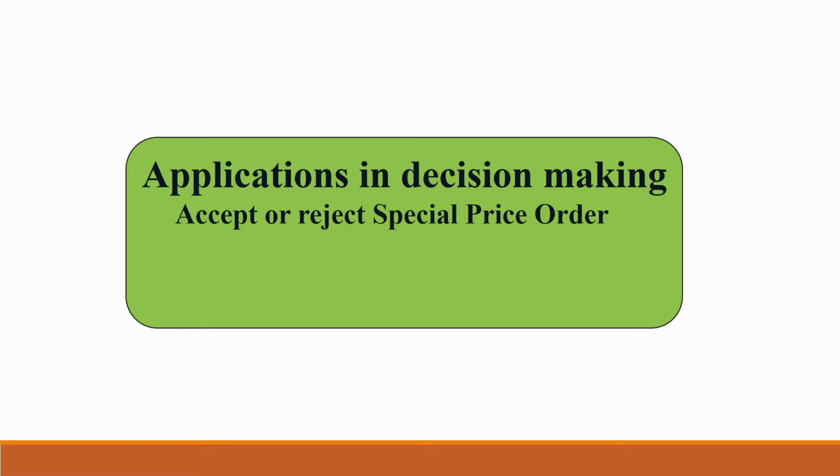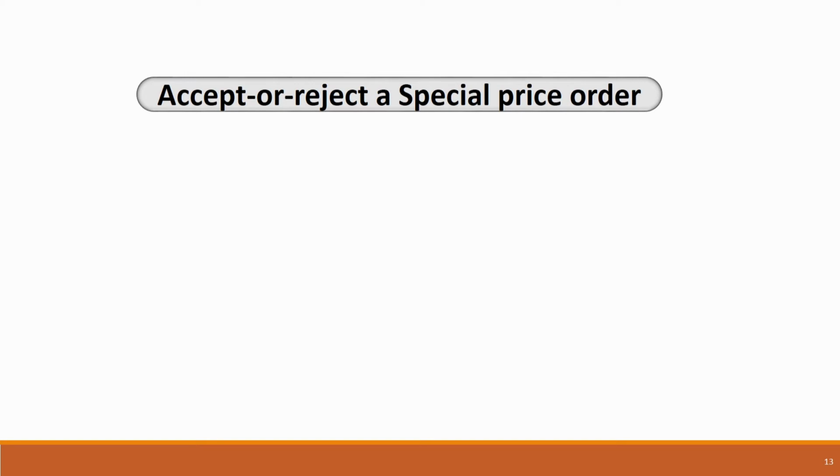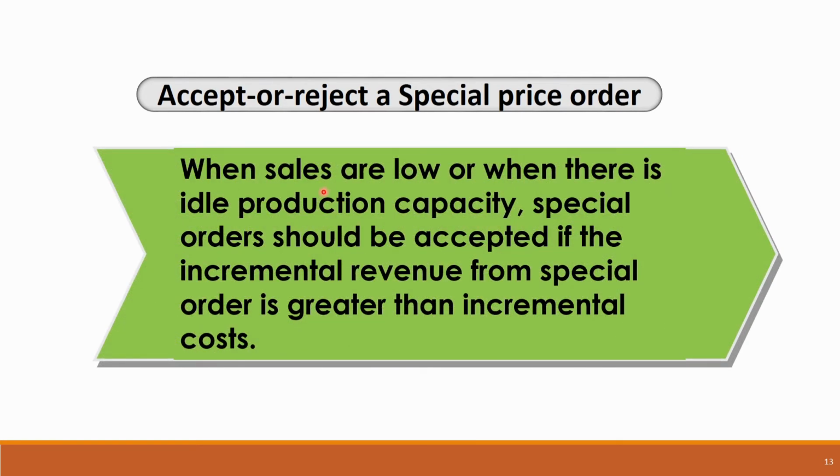Applications in decision making: accept or reject special price order. When sales are low or when there is idle production capacity, special order should be accepted if the incremental revenue from special order is greater than incremental cost. So we have to compare the revenue with the cost.